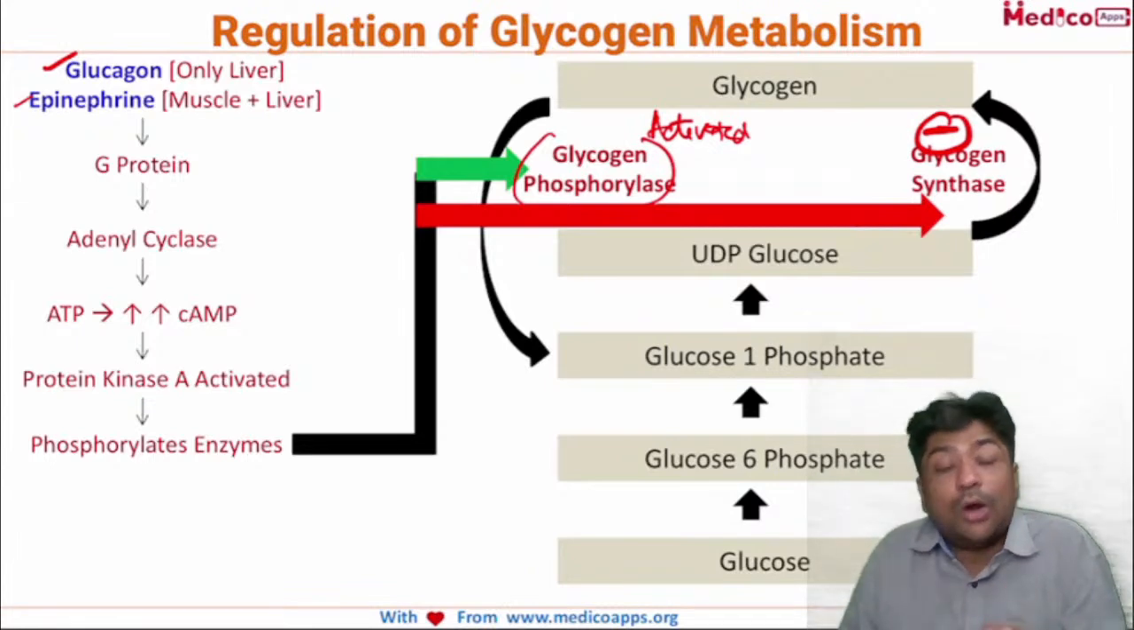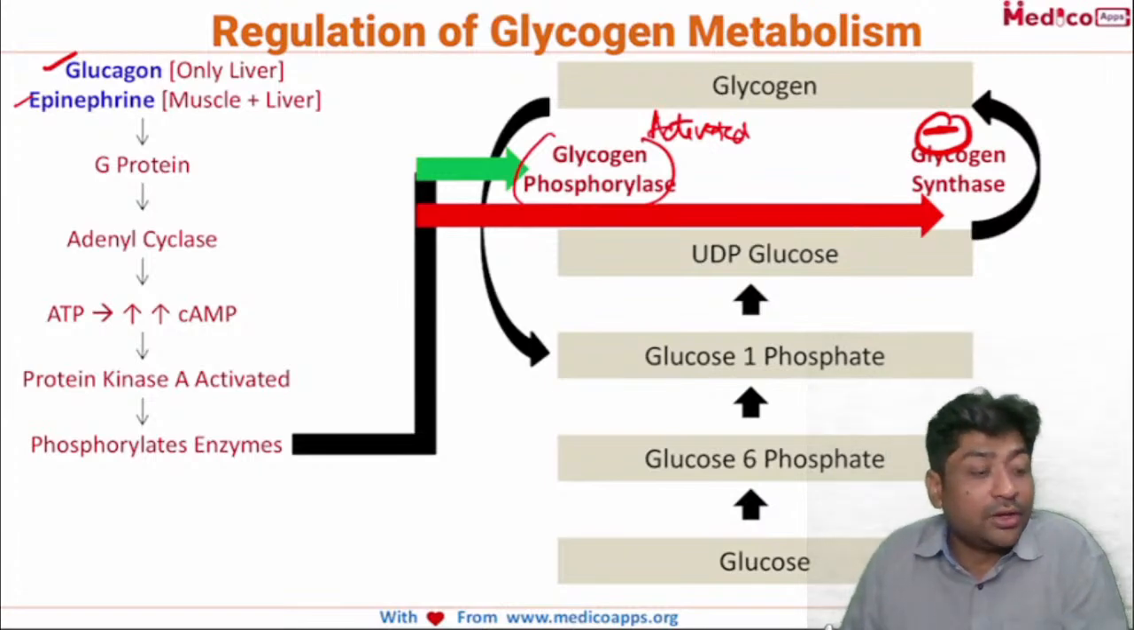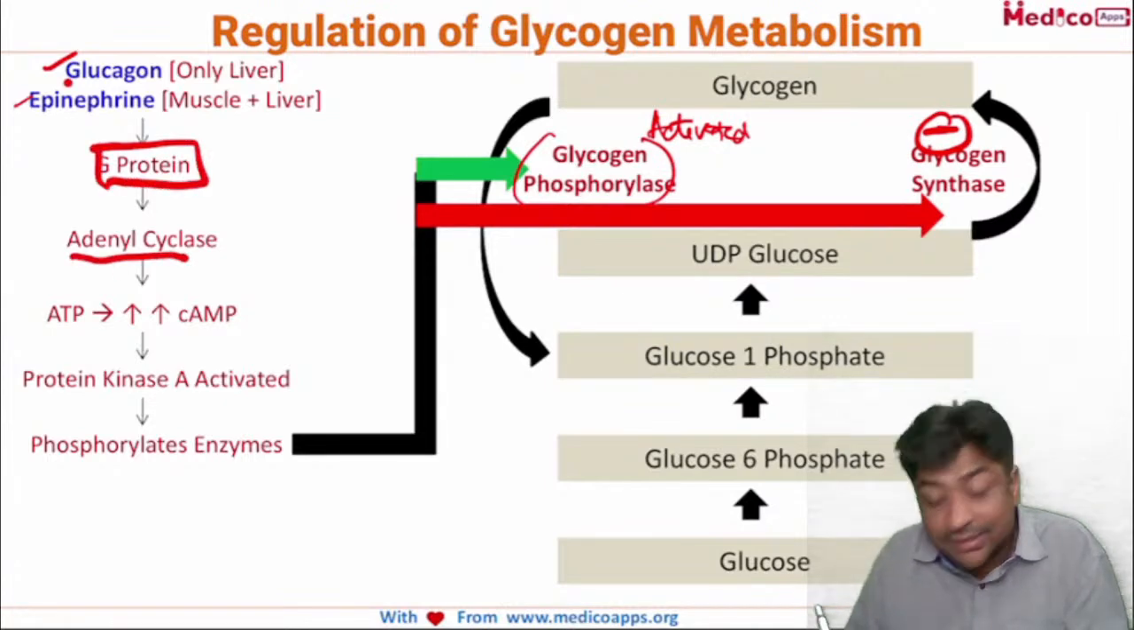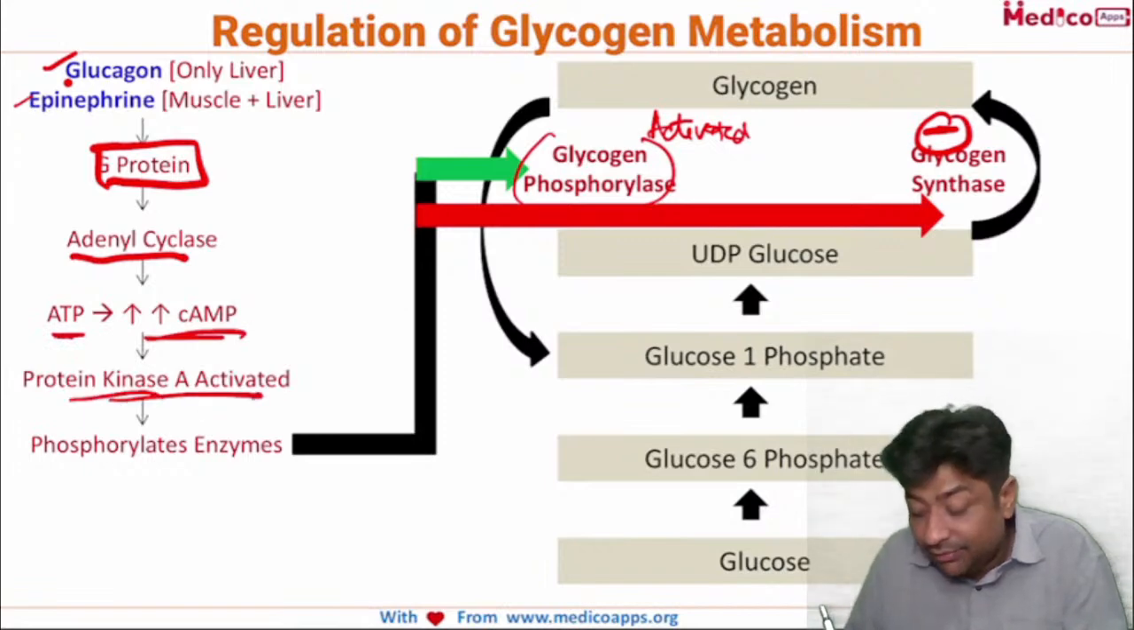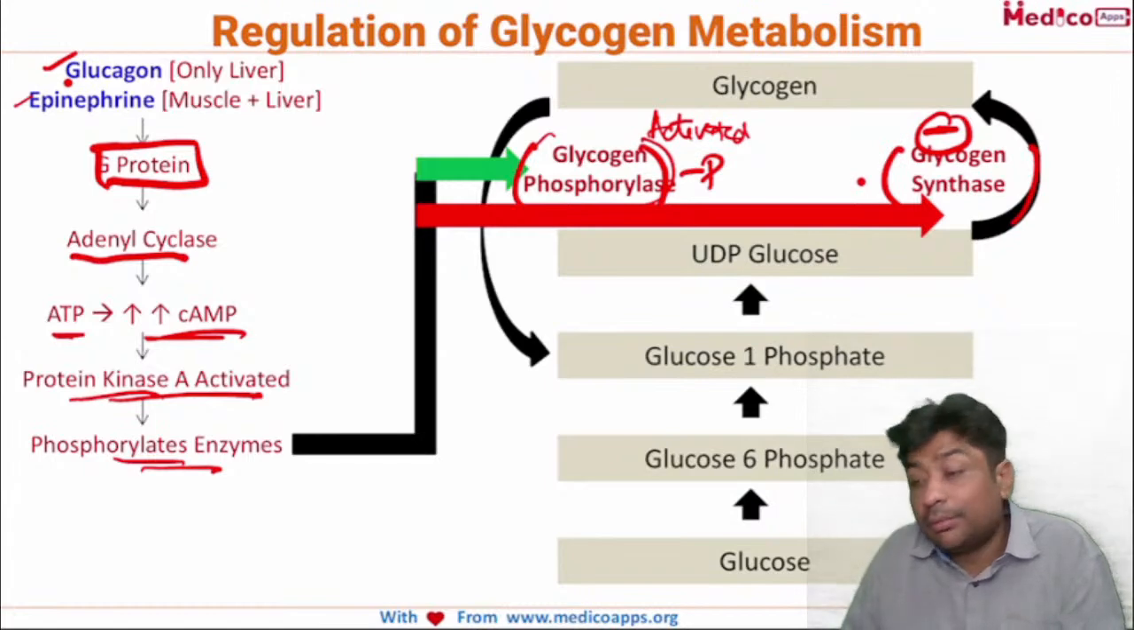Is it clear how glucagon and epinephrine act? You should know the pathway. It will help you in your college examination also. Both glucagon and epinephrine will activate G protein, which will activate adenyl cyclase, which will convert ATP into cyclic AMP, which will activate protein kinase A, which will phosphorylate enzymes. The moment glycogen phosphorylase is phosphorylated, it will become active. The moment glycogen synthase is phosphorylated, it will become inactive.